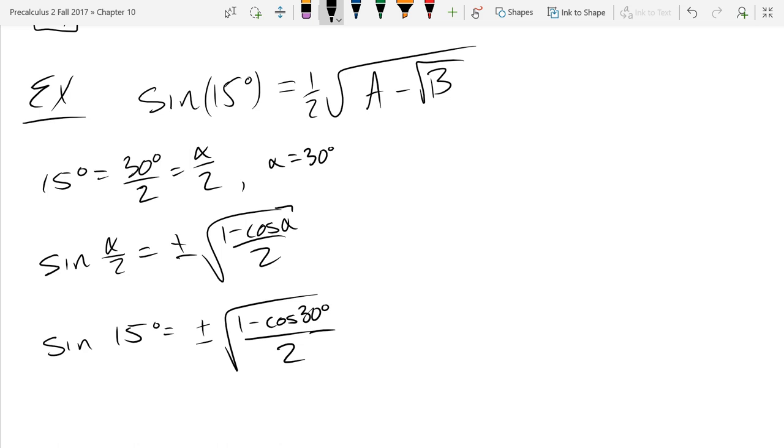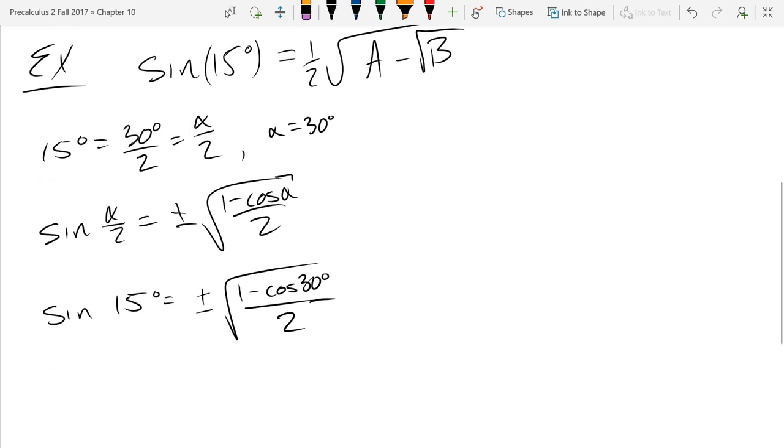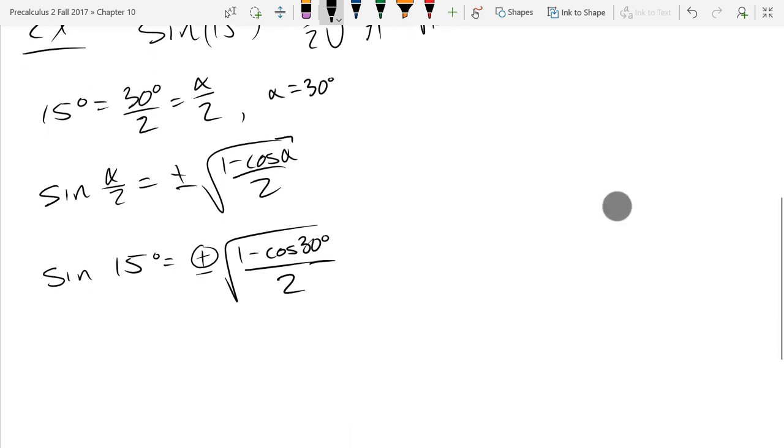Now do I choose plus or minus given that I'm looking for sine 15 degrees? What quadrant is 15 degrees in? So it's in quadrant 1. Everybody's positive in quadrant 1. So we're going for the positive square root here. And all we need is cosine 30 degrees. So what is cosine 30 degrees? So 30 degrees is pi over 6. So what is cosine of pi over 6?